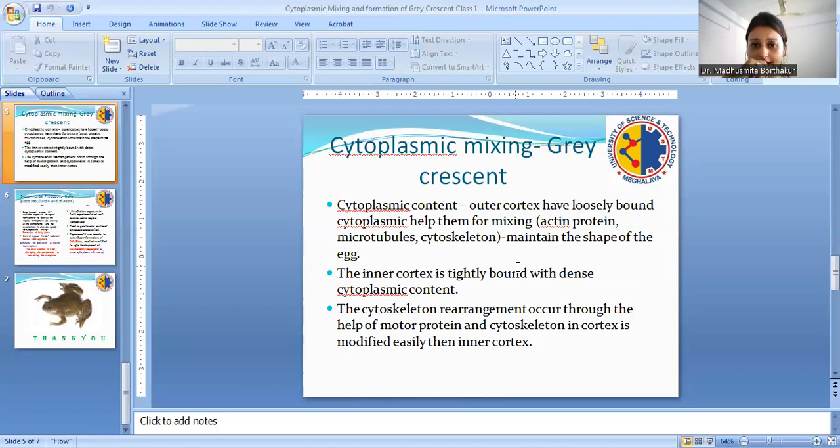The cytoskeleton in the outer cortex is modified more easily than in the inner cortex. How does the cytoplasmic movement take place? Always remember, cytoplasmic movement takes place with the help of motor proteins, like actin proteins and microtubules, the cytoskeleton, which is important for the proper development of an embryo.